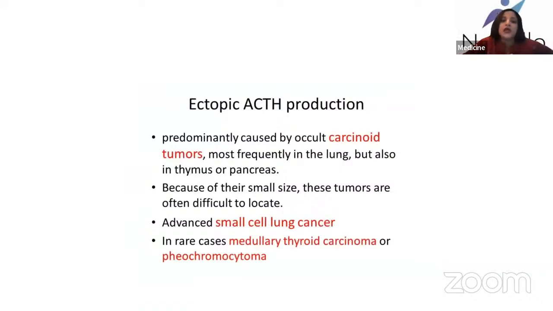Predominantly, it is caused by occult carcinoid tumors. Most frequently it is in the lung in the form of oat cell or small cell carcinoma, but also in the thymus or pancreas or pheochromocytoma. Because of the very small size, these tumors are often difficult to locate, and that is why we have very advanced investigations now to find out whether the ACTH production is ectopic or from the pituitary itself. And the other rare causes can be medullary thyroid carcinoma or pheochromocytoma.